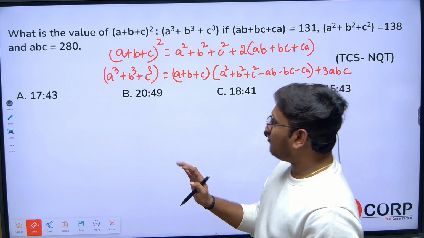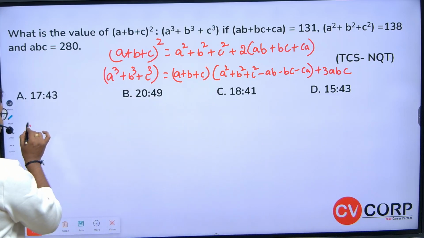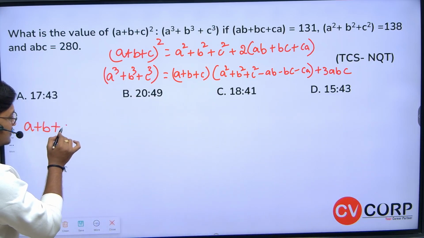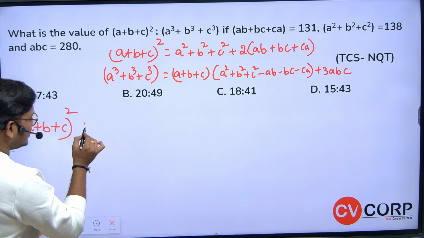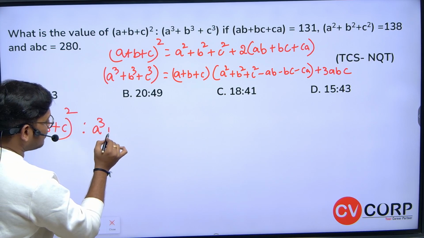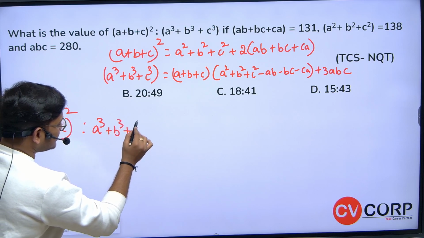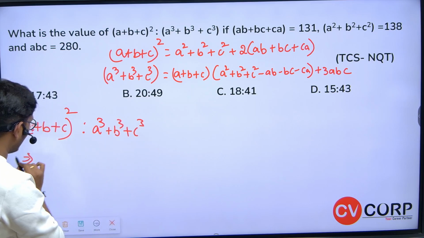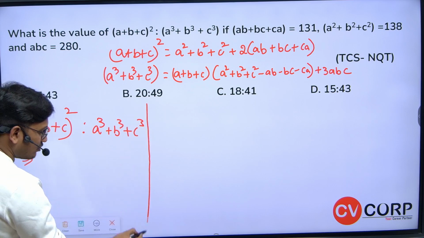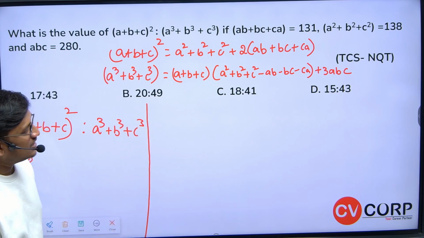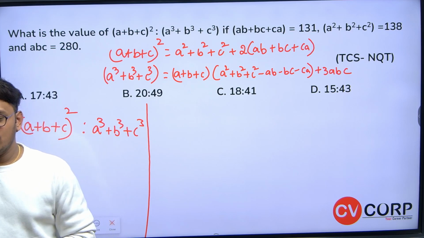You just need to find the ratio of (a + b + c)² to a³ + b³ + c³. You just need to find the values of these two. That's it. The formulas are already written on the board. You just need to substitute the values and tell me the answer.